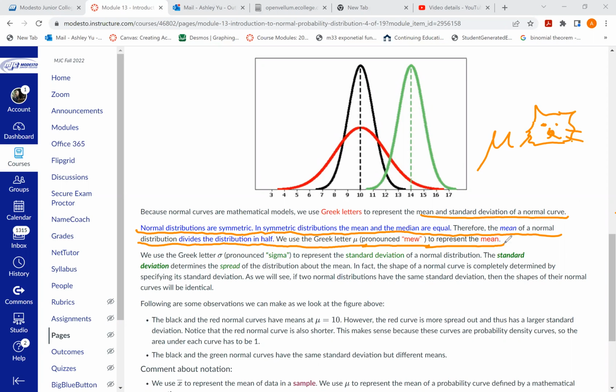To represent the mean. If you think of mean, just remember it starts with an M. And what does a cat say? Meow. It also starts with an M. So it almost looks like a backwards Y, sort of.